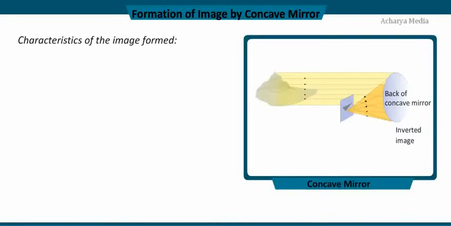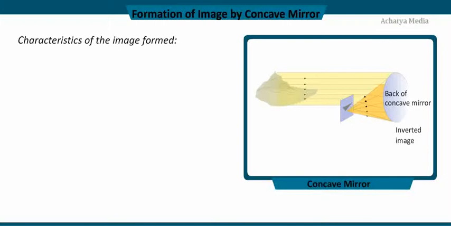A parallel beam of light originating from a distant object like a lighthouse, after reflection from the mirror, meets at the focal plane to form the image. This image can be obtained on the screen and hence is a real image.